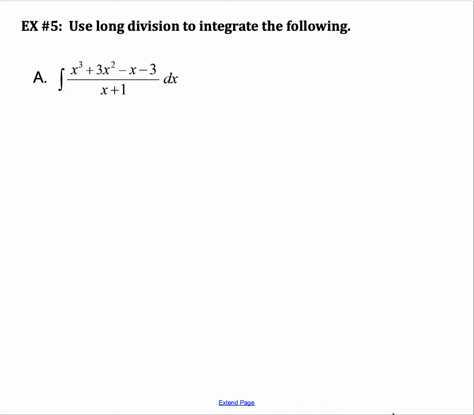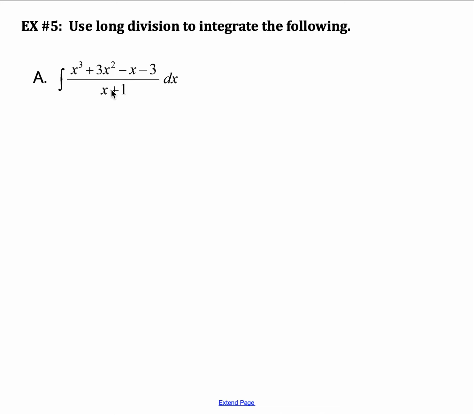Examples 5 and 6, we're going to be looking at other techniques to integrate when you have more complicated problems like polynomials, these rational functions. So the first one, just like the example says, is we're going to use long division. So just a little recap from pre-calculus.